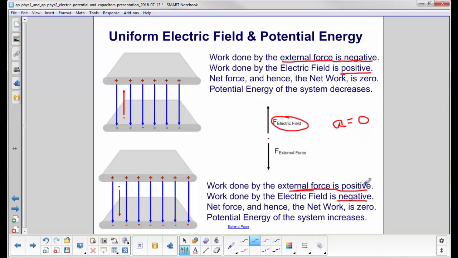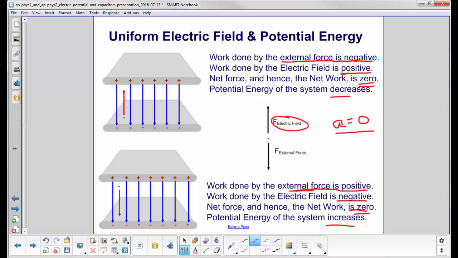Where they're the same is because the acceleration is equal to 0, the net force and the net work will be 0 in both cases for both of these configurations. Over here we have the potential energy, since it's the negative of work done by the electric field. The work done by the electric field is positive, the potential energy of the system decreases, and in this case it's the exact opposite, the potential energy of the system increases.